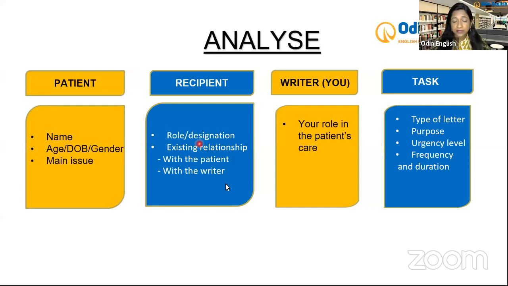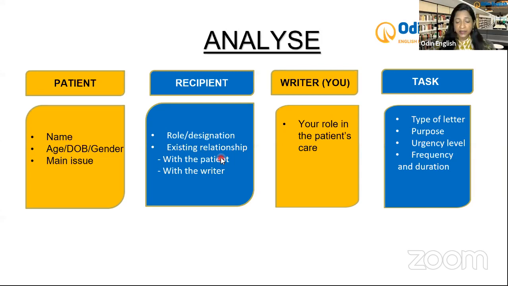So look at the recipient or the reader's role or designation. That is, what are they going to do? What is their role in the care of the patient? What is their designation? And the second thing you have to look at is the existing relationship. Is there any existing relationship between the recipient and the patient? Also, if there is any existing relationship between the reader or the recipient and the writer, that is you.